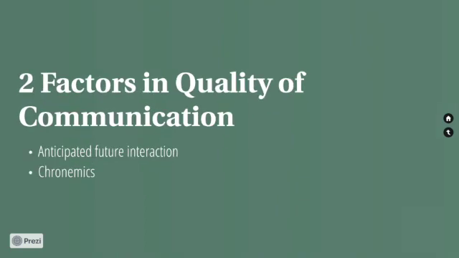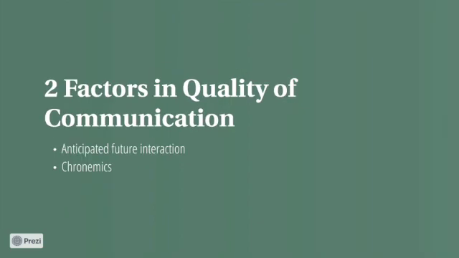There are 2 factors that contribute to the quality of communication. The first of which is anticipated future interaction, which is basically, what are the chances that I'll interact with this person in the future? The second is chronemics, which is the study of people's handling of time in their interactions with others. Continuing the example of my online friend Hannah, I knew after the first time we interacted that I wanted to interact with her again. Therefore, it was important to me that our interaction was positive.